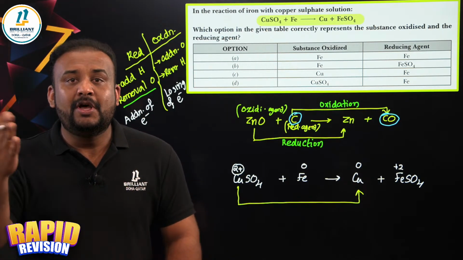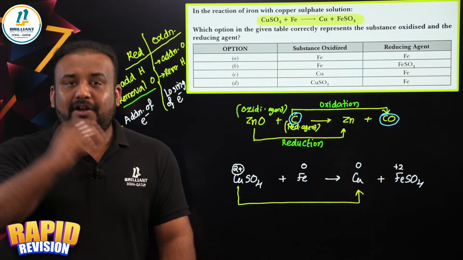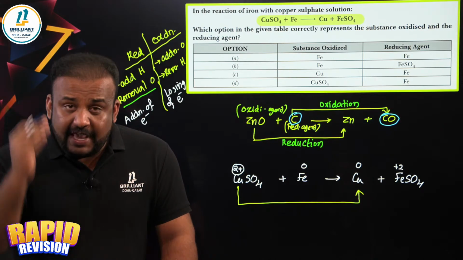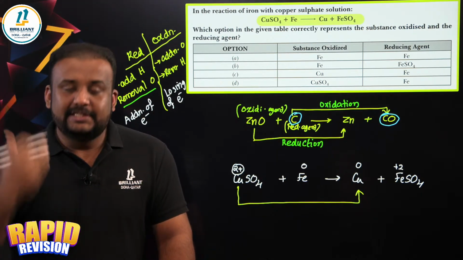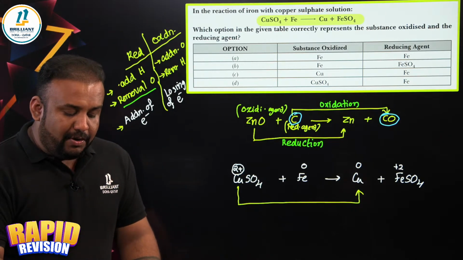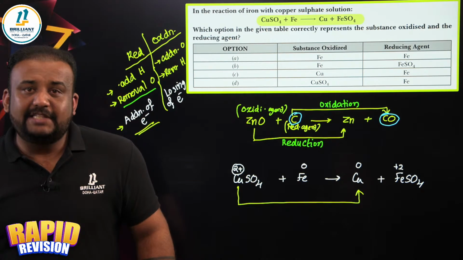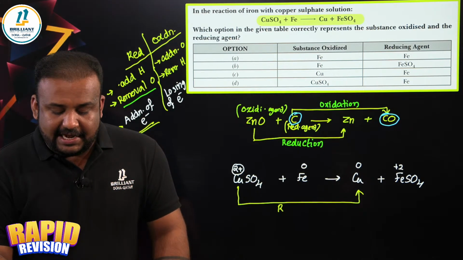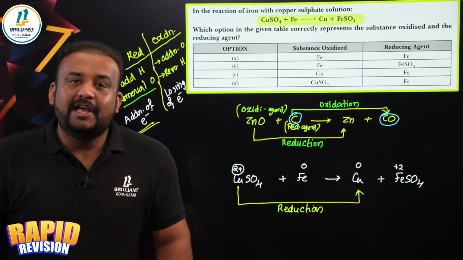How can that happen? Only when electrons are added. Yes or no? Only when electrons are added. So we can say that Cu2+ has gained 2 electrons to become Cu. And what did I tell you about the addition of electrons definition? Addition of electrons is called reduction. So we can say that here copper sulfate is undergoing reduction.